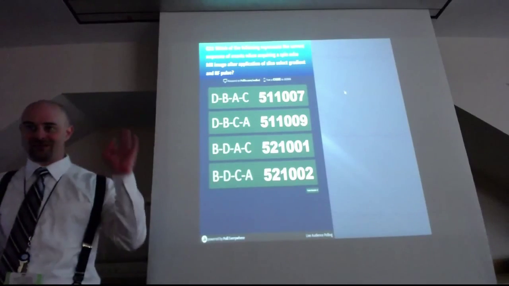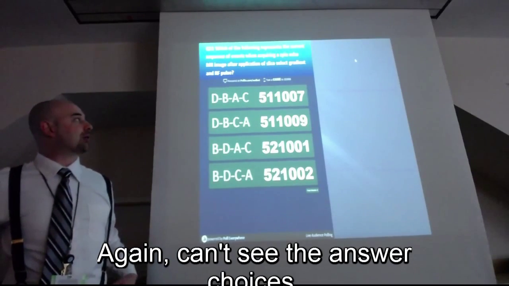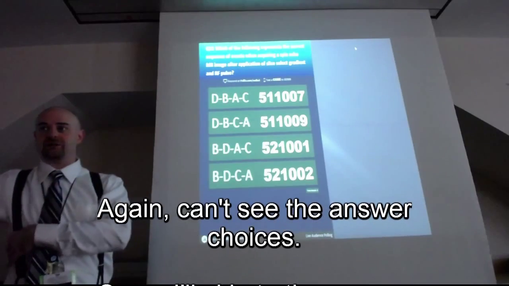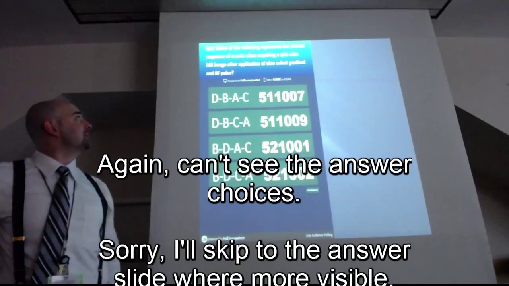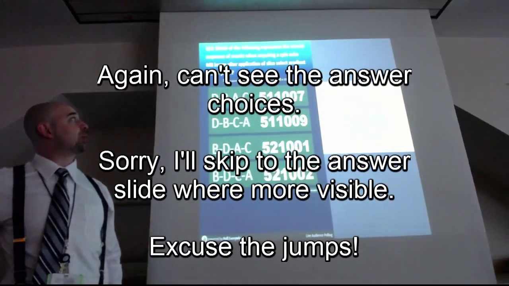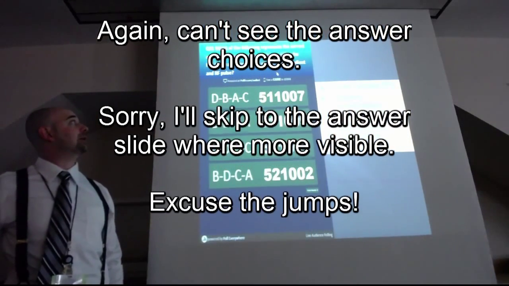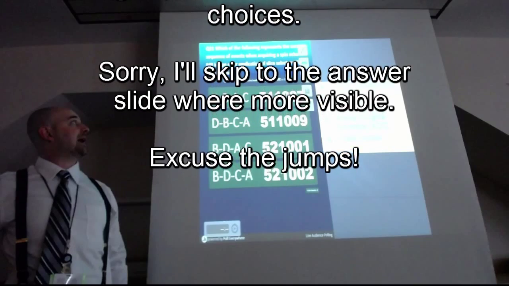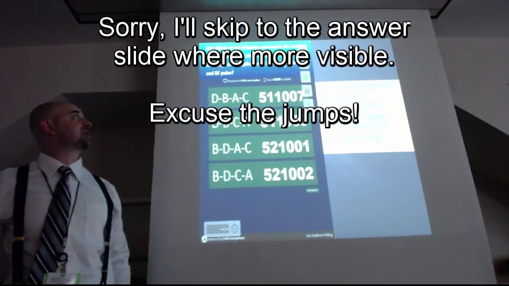So enough with that. Let's ask some overall, likely testy kind of questions. Which of the following represents the correct sequence of events when acquiring a spin echo MR image after the application of a slice select gradient and RF pulse?